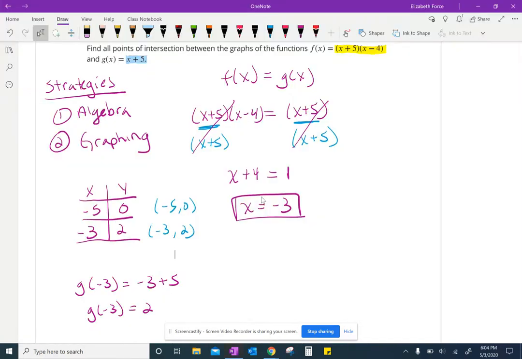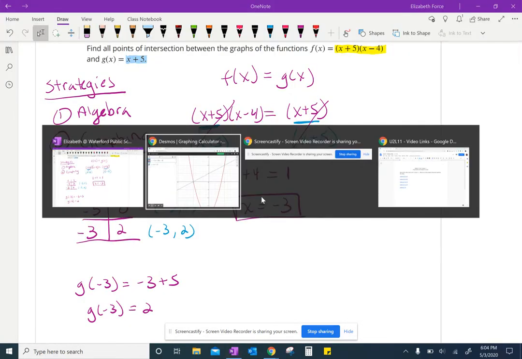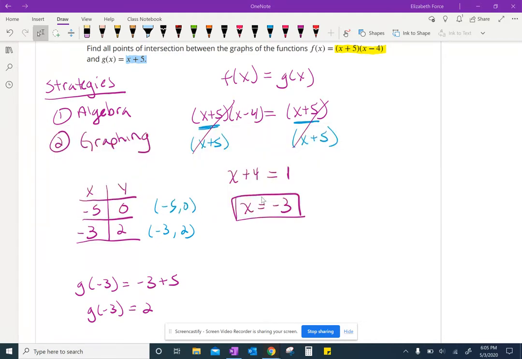Oh, wait a minute. Who did I mess up? X plus 5, x minus 4, and then x plus 5, right? Oh, shoot. That's the problem. See, this is why it's important to graph. Look what I did, guys. I went from an x minus 4 down to an x plus 4, and that was not what I wanted to do.